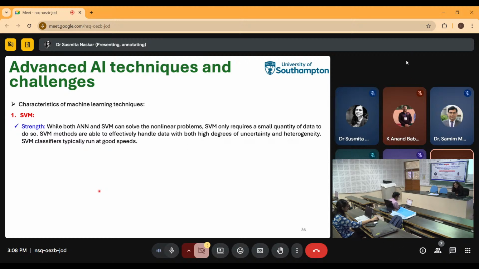Another very good strength of SVM is its computational efficiency, that means the speed. Once SVM classifiers are trained properly, they typically run at a good speed and are very computationally efficient compared to many other machine learning models. To summarize, SVM combines robust performance, good generalization ability, and efficient computation, and it can work with a limited amount of data. So you don't need a large data set to create an SVM model.